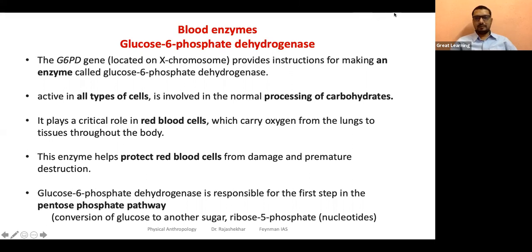This is one of the blood enzymes, and usually in the genetics part of physical anthropology, we hear G6PD here and there. I'll tell you where in connection, but first let me tell you briefly what glucose 6-phosphate dehydrogenase is. As the name suggests, the suffix is -ase, like protease, nuclease, so it's an enzyme. G6PD is an enzyme coded by a gene located on the X chromosome.